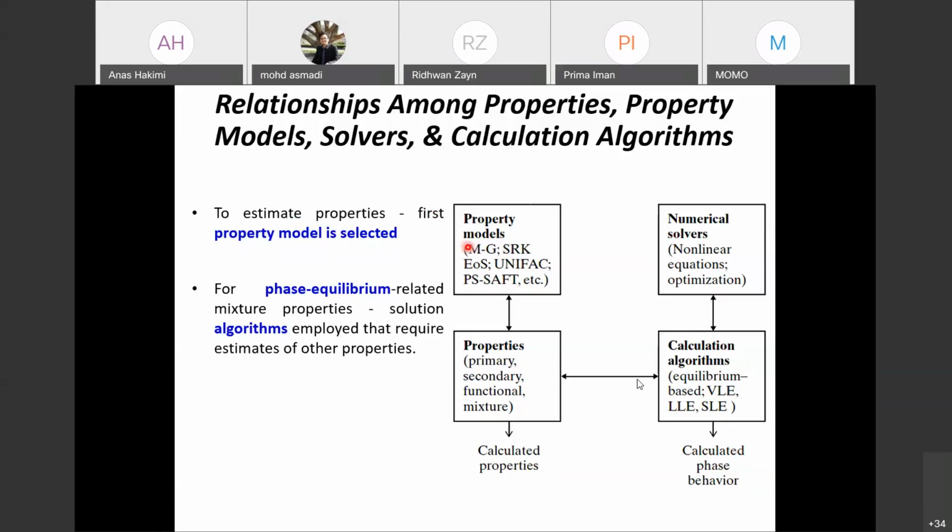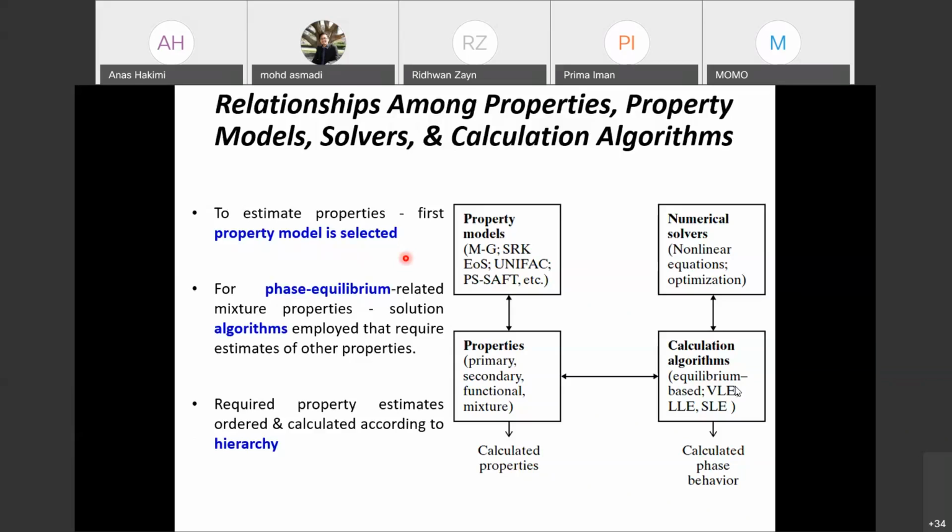However, for the phase equilibria like VLE, vapor liquid equilibrium, liquid liquid equilibrium as well as solid liquid equilibrium, we need the mixture properties, which is a solution algorithm from the numerical solver. I think VLE you already learned in chemical engineering thermodynamics. So you need the numerical solver, like for nonlinear equations, to estimate the other properties.